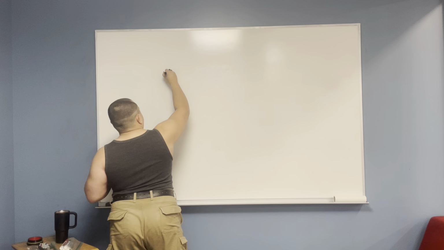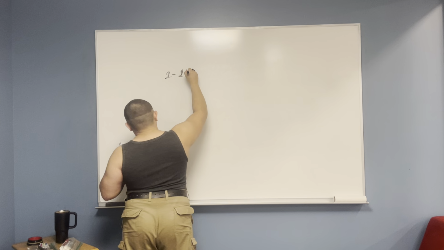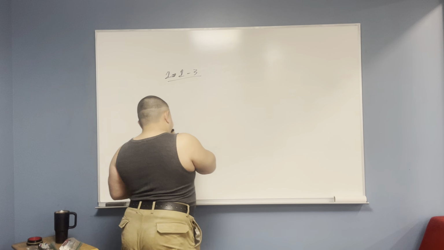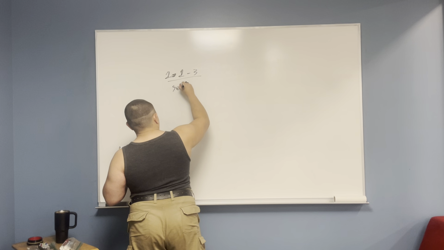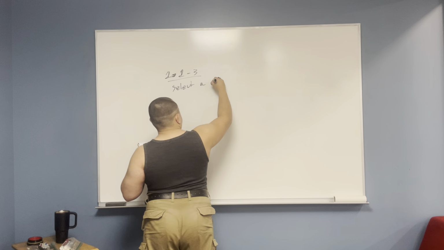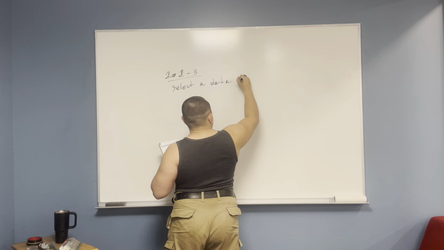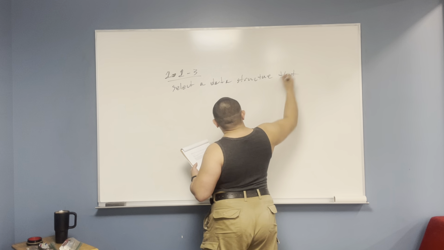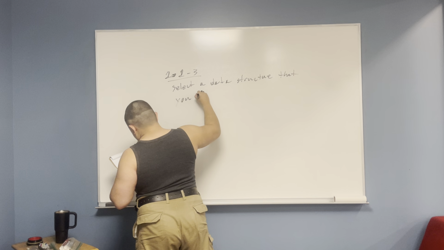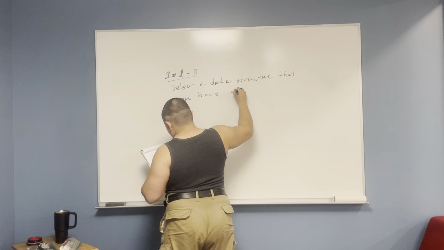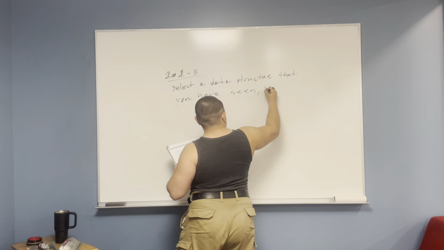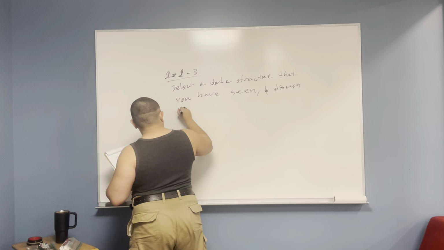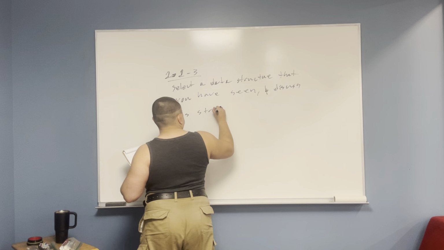So, exercise 3, well, 1.1-3, that asks us to select a data structure that we've seen and to discuss its strengths and limitations.